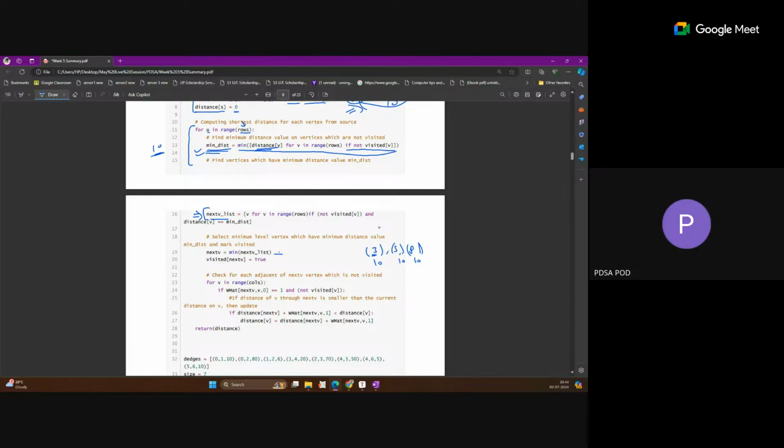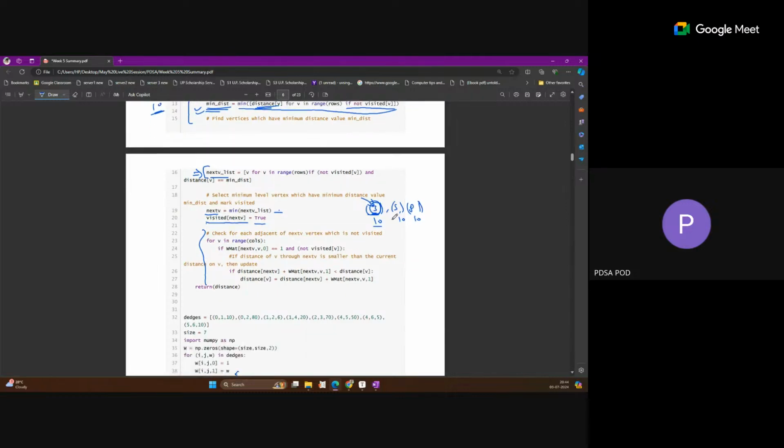Now we will figure out the minimum label. What is the minimum label for the vertices which have the minimum distance 10? That means we will pick this third vertex, 3, for the next cycle. After picking this next v, which is the minimum distance vertex, we are marking it as true, and then we are updating the adjacent distances. So you can see for v in range columns, this is a matrix, so we have to traverse the complete columns of the matrix to figure out the adjacent vertices.